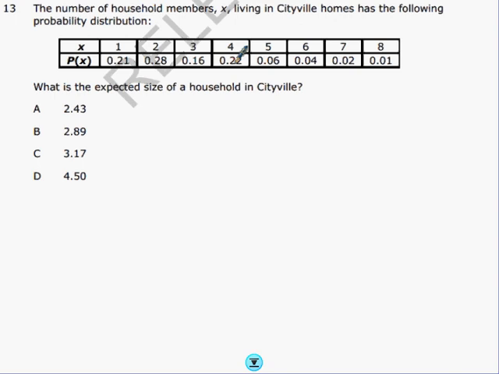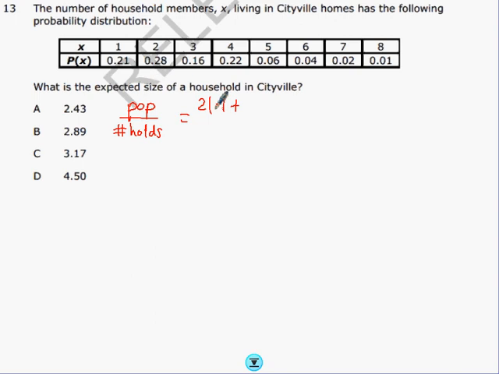So what I'm going to do is add up the total population. The expected size of household is going to be the population of Cityville divided by the number of households. That's going to give you the people per household. So let's get that population. It's going to be, well, 21 times 1.